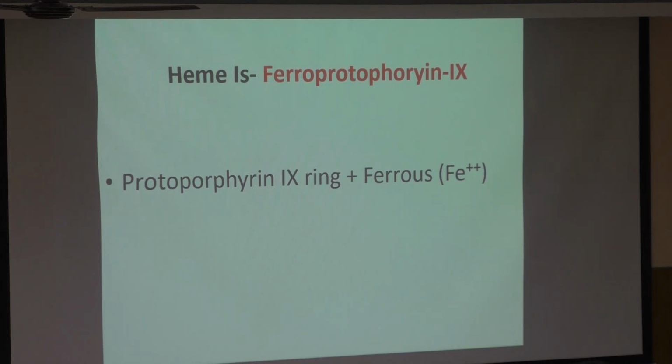Second, oxygen will bind to ferrous, plus 2, only. If it is plus 3, it will not bind. Next, the reduced form of iron is ferrous, and the oxidized form is ferric. So you have to keep that understanding in mind.